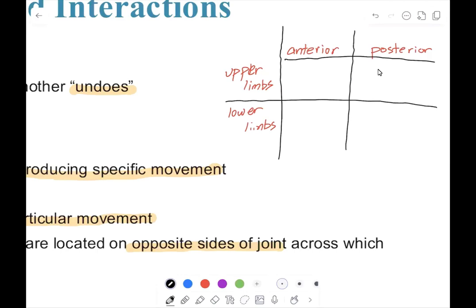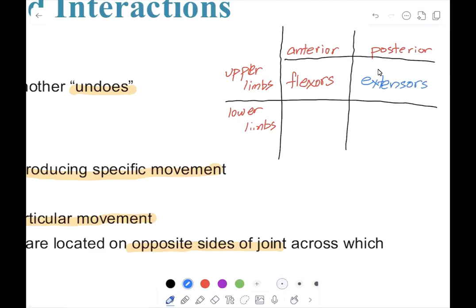So if it's the upper limbs we're referring to, those muscles are going to be flexors. For example, remember if we're standing in correct anatomical position, that's going to refer to the biceps brachii as well as the muscles of the forearm. If they're on the opposing side of the body, they would be like the triceps brachii and the extensor muscles of the forearm. Those would be classified as extensors.